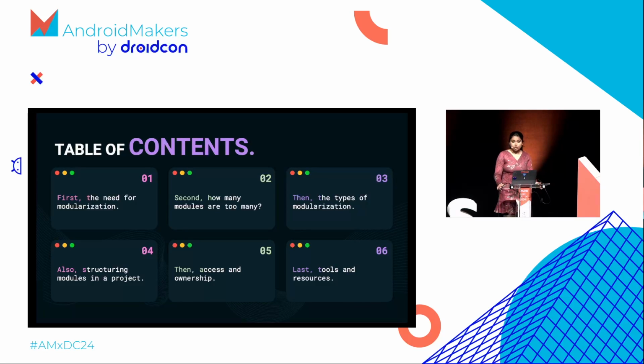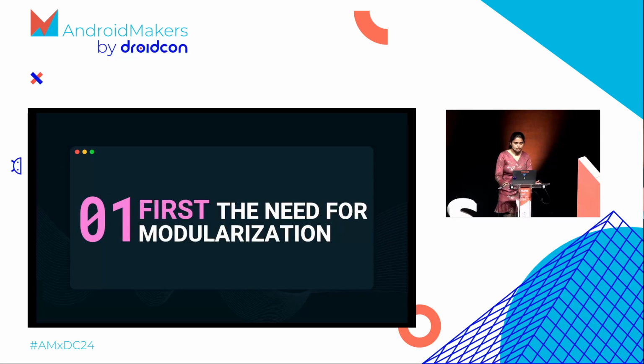Next, we're going to talk about what types of modularization there are. Why we're doing this is to make sure we can group these modules together before we structure them. And then we're going to talk about structuring modules. We're going to use the logic from the types of modularization to nest them together and make sure that we can access these better. Last, we'll also talk about access, ownership, tools, and resources to make sure we enforce whatever rules we've declared while structuring these modules.